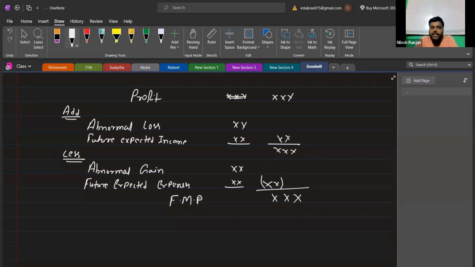We have added or deducted future expected income or expenses because these items are not included, not deducted or added in the current year profit, but it is expected to happen in future regularly per year. That's why we are adding or deducting future expected income or expenses. Okay.